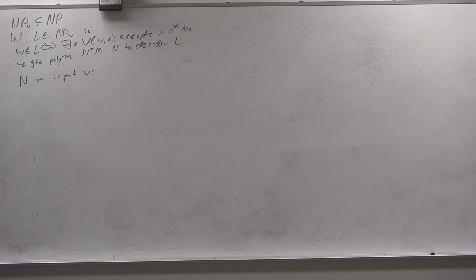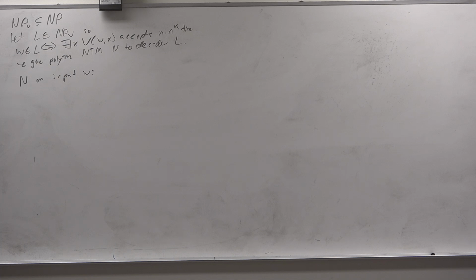N on input W should do what? It doesn't have access to X. Right now it only has access to W. But it does have non-determinism. Should decide. Yes, I agree. Somehow it needs to determine if X, so the only thing we know is that there's a verifier for L.